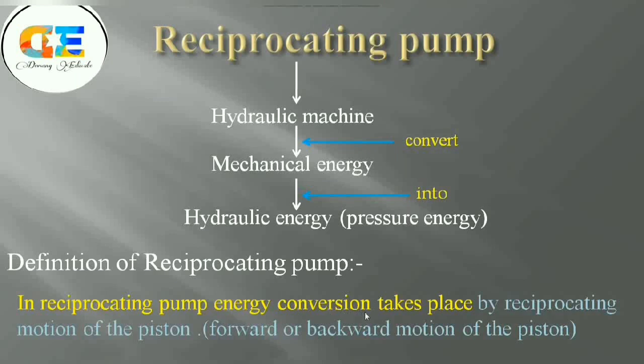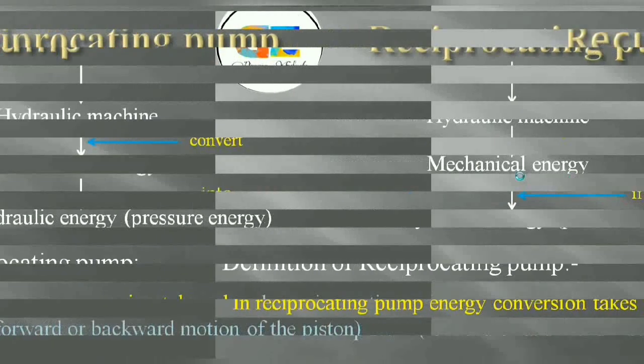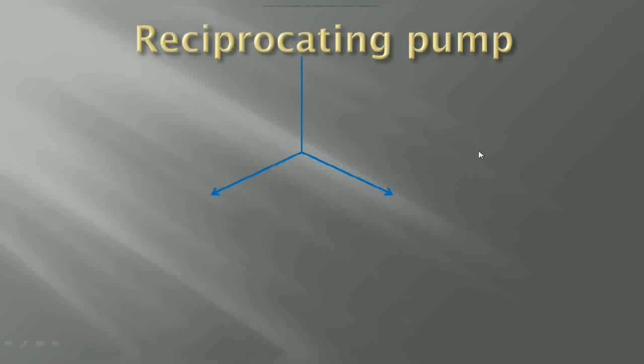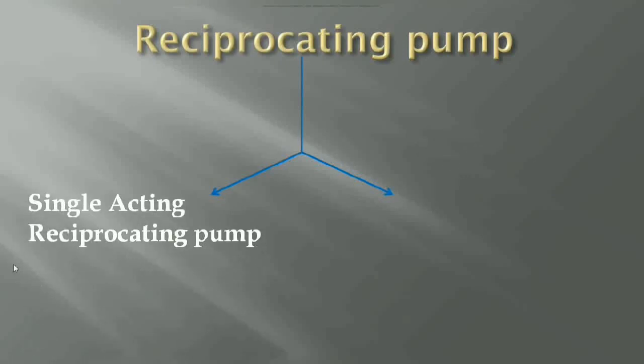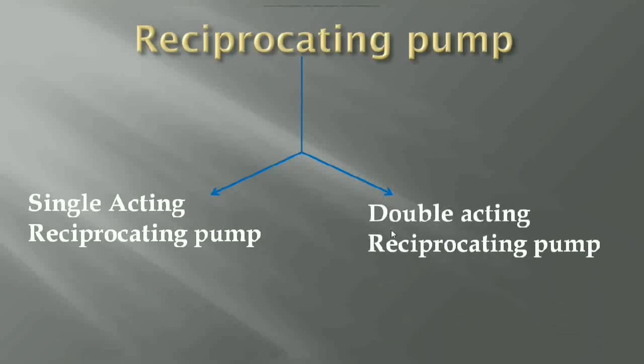In a reciprocating pump, energy conversion takes place by the reciprocating motion of the piston, which means with the help of the forward and backward motion of the piston, energy conversion takes place in a reciprocating pump. Okay, then next, types of reciprocating pump. The first one is the single acting reciprocating pump, and the second one is the double acting reciprocating pump. In this video, I will tell you the working of the single acting reciprocating pump, and in the next video, I will tell you the working of the double acting reciprocating pump. Okay, then next.